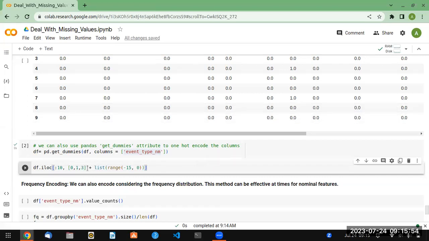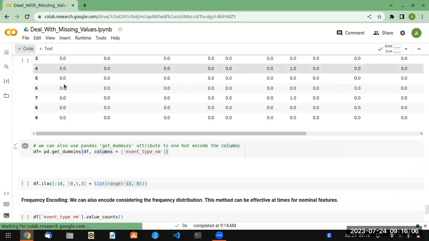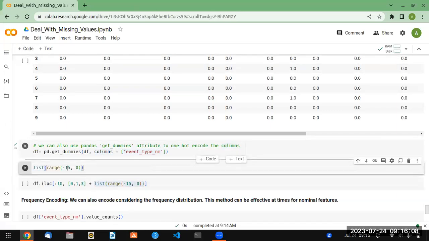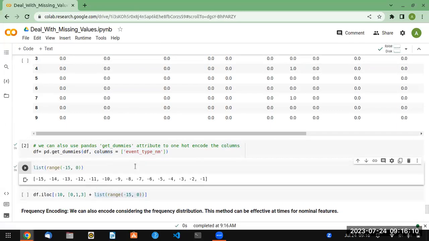Guys, did you get how? So first 3 I have mentioned in the list, plus the last. So what is this one? What will this value give you? A list range, minus 15 to minus 1, right? So that means I am accessing the last 15 columns.